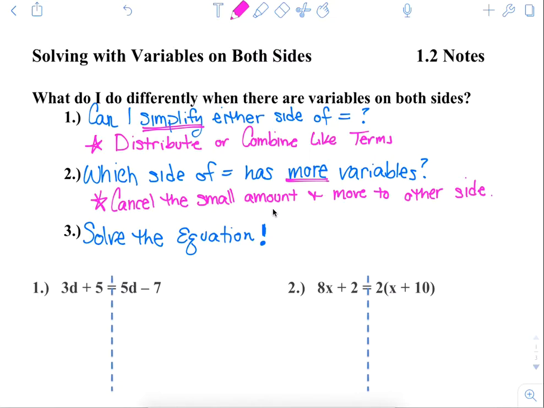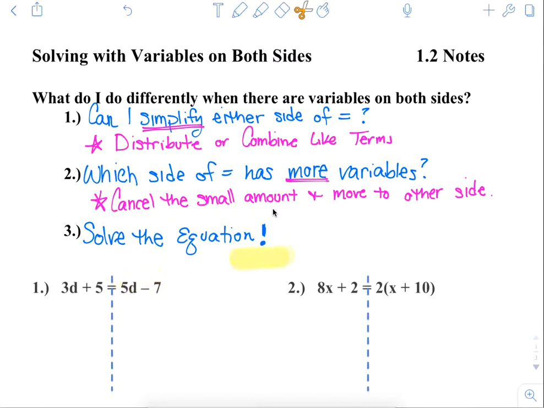Okay, so we're going to do a couple things differently. Same overall goal works out, but the first thing you're going to have to ask yourself is, can I simplify either side individually? Okay, so I'm going to look on the left. Can I distribute or combine like terms? I'm going to look on the right side. Can I distribute or combine like terms? Okay, so if I'm looking at my first two equations, there's nothing that I can do to simplify right here. 3d plus 5, he's done. There's nothing that I can do to simplify on this right side. So I would be able to move on.